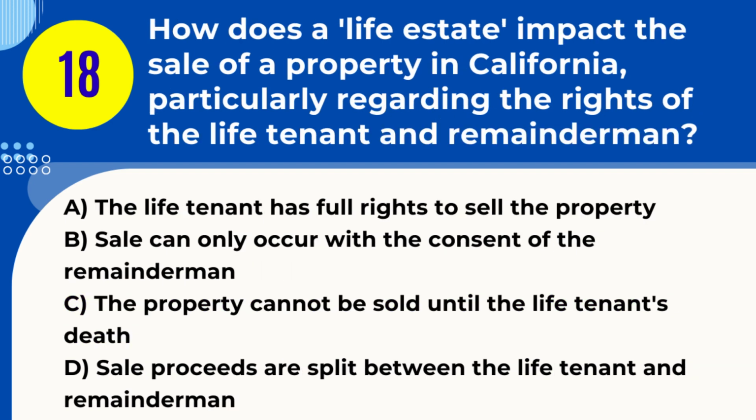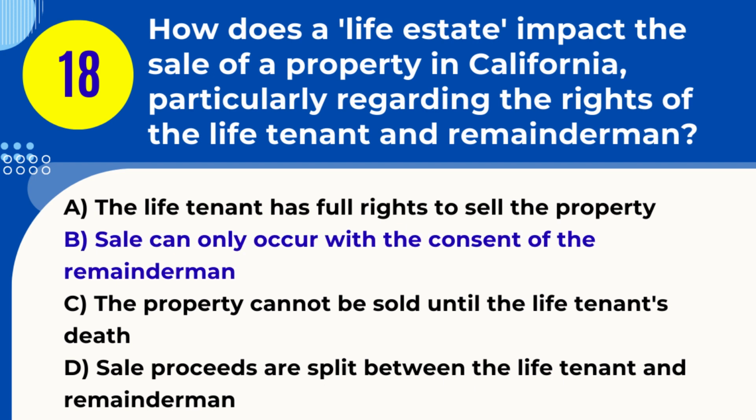Question 18. How does a life estate impact the sale of a property in California, particularly regarding the rights of the life tenant and remainderman? A. The life tenant has full rights to sell the property. B. Sale can only occur with the consent of the remainderman. C. The property cannot be sold until the life tenant's death. D. Sale proceeds are split between the life tenant and remainderman.